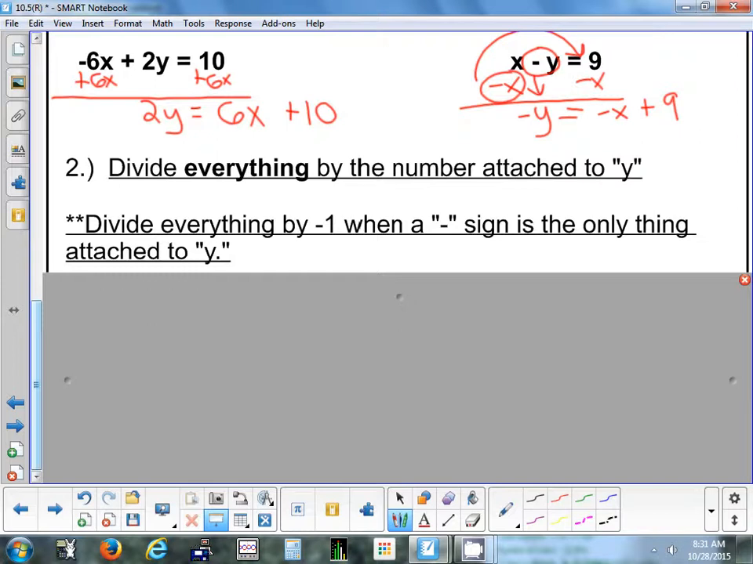Same kind of thing, but it kind of tricks people sometimes. Divide everything by -1 when a negative sign is the only thing attached to y, like we have in that second example. See how we have a negative y? That means negative 1y. We just don't write the 1. Sometimes you guys will know in your homework, but in the book, on a test, it's going to be negative y. So when negative y is the only thing left, you divide everything in the problem by a negative 1.